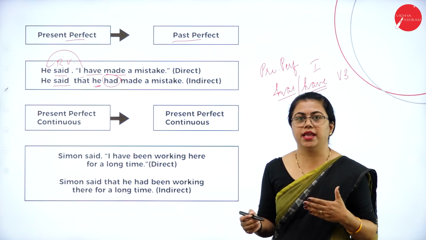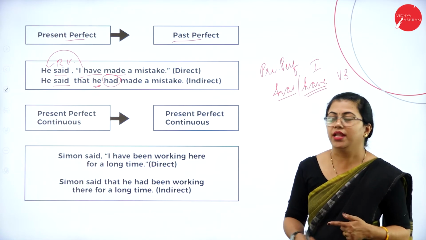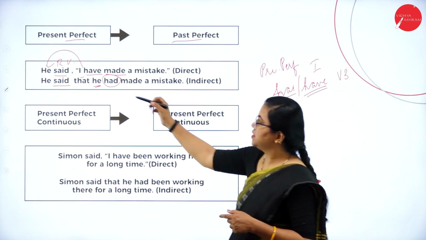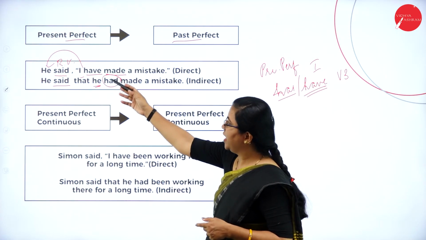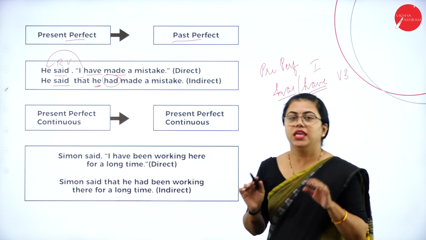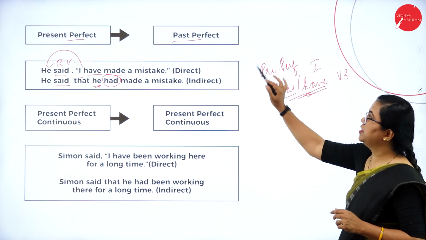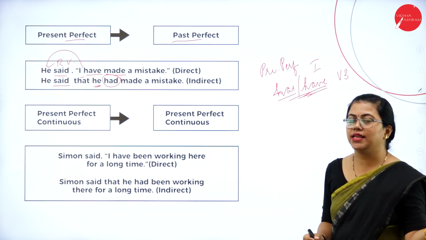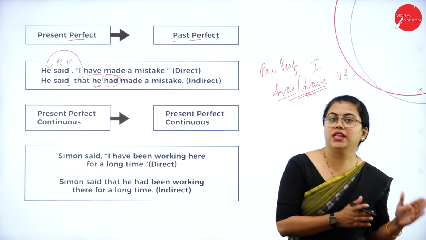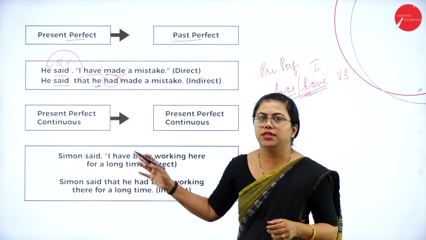I have made a mistake. He had made a mistake. Okay. So, have will change to had. Fine. If there it is has, then also it will change to had only. Okay. Suppose he says that she has made a mistake. Then here it will be she had made a mistake. Okay. Even if it is has or have, whatever it is, present perfect will change to past perfect. Have or has, it will change to had only. Okay, in past tense, that is in had, you don't have any plural or singular differentiation. Okay, so only in present tense you have the differentiation.